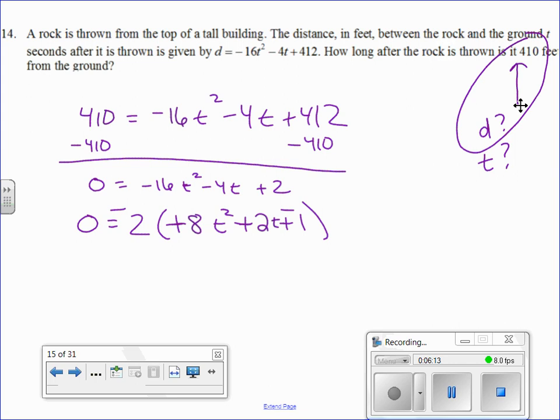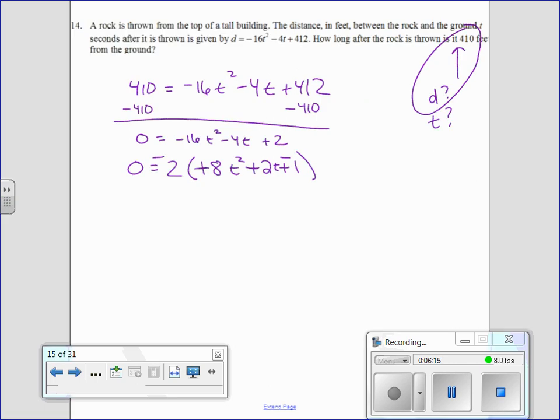And you can start using x's if you'd like, if your t's are messing with your mind. I hate using t's. They look like pluses to me.